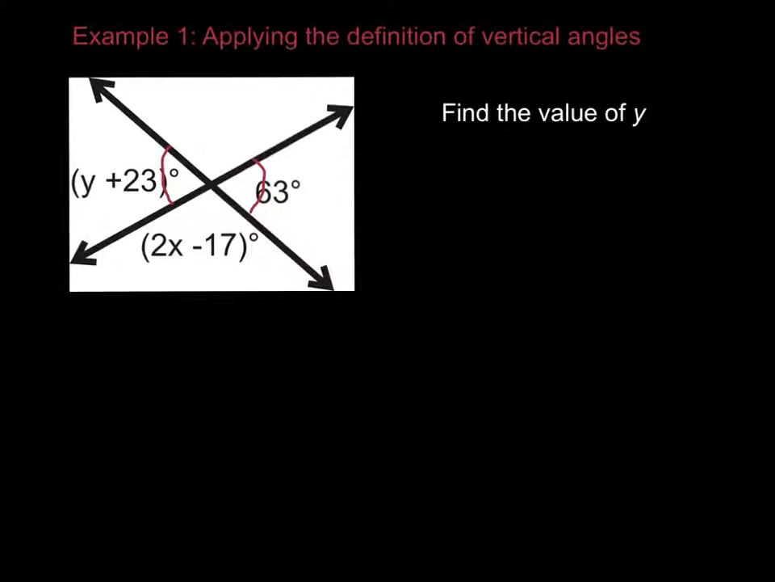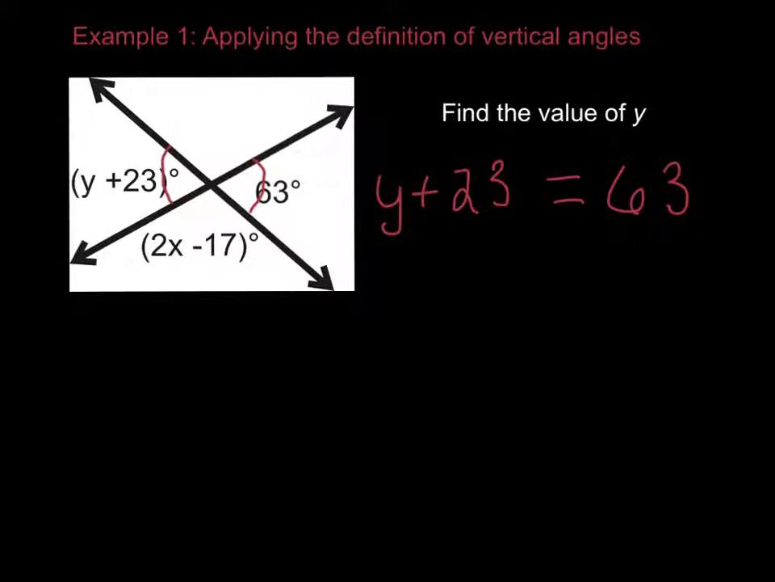We do have another pair of vertical angles, the unmarked angle at the top. That angle is going to be vertical to the angle at the bottom, but we're not using those right now because we don't have enough information using only vertical angles to solve for x. All right, so if we know that these angles are congruent, that means they have the same measure. So the angle on the left, which we're going to say is y plus 23 degrees, must be equal to 63 degrees.